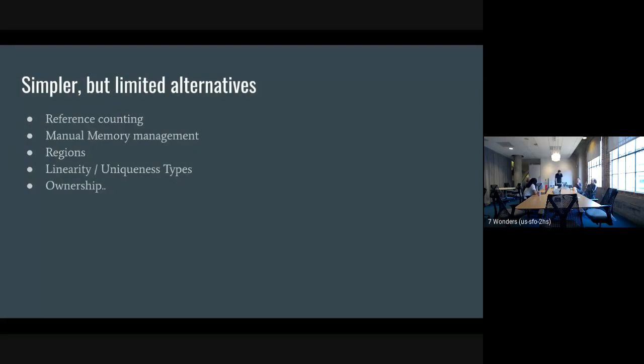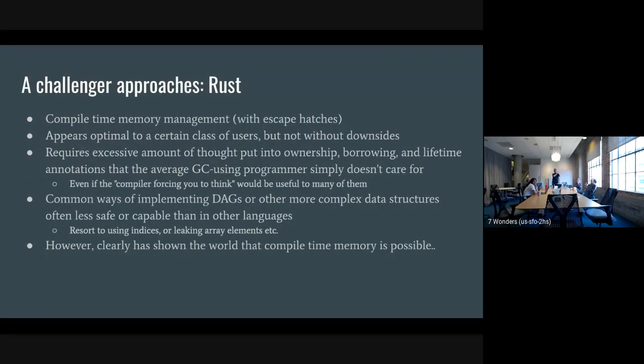But of course, there have been plenty of ownership-based languages, but none of them ever went anywhere until recently, when we've had Rust. And Rust, of course, gives us compile time memory management, which is really, really cool, with some possible escape hatches. To a certain class of users, like people that are fed up with C++ maybe, it appears to be a fairly optimal way of doing things. But of course, there are downsides.